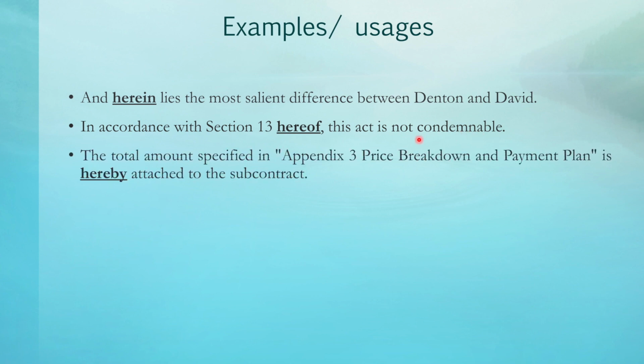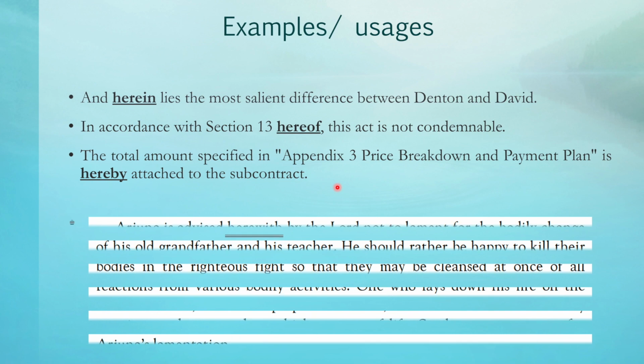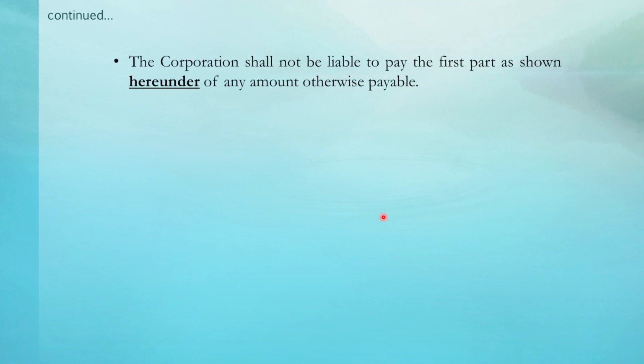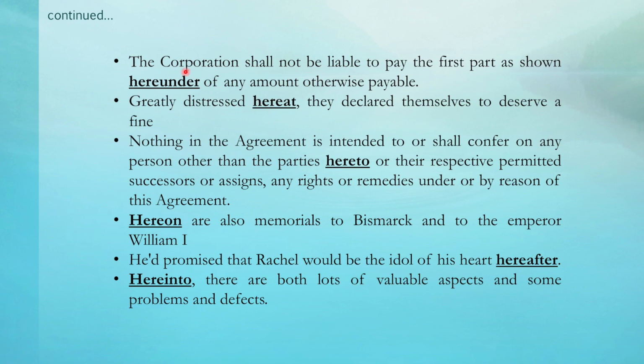Now coming to the third example, the statement would read as, "The total amount specified in Appendix 3 price breakdown and payment plan is by this attached to the subcontract." Coming to the next example, it would read as, "Arjun is advised with this document by the Lord not to lament for the bodily change of his old grandfather and his teacher," and so on and so forth. Coming to the next set of examples, this sentence would read as, "The corporation shall not be liable to pay the first part as shown under this document of any amount otherwise payable."